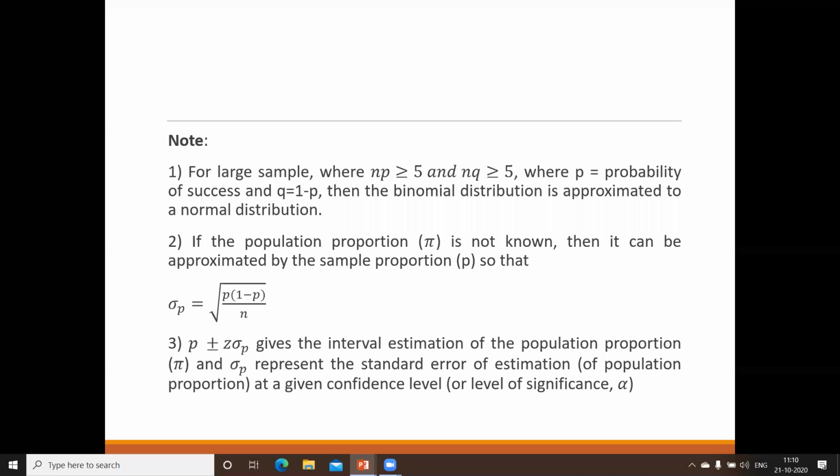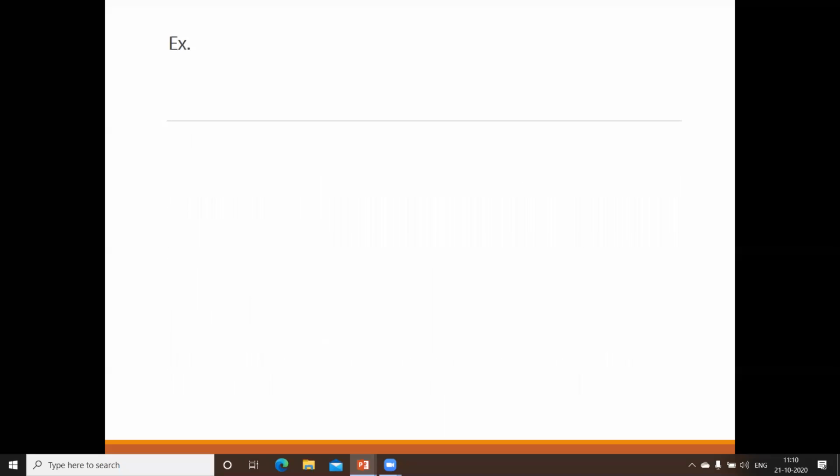Let us take one example based on this time estimate of population proportion and check how we can go ahead and solve the problem. The functions are very simple, and the only purpose here is to find the intervals. So if I have to find the confidence intervals, make use of these functions. The value of z is important. The rest of the formula is very simple. Let us take one example based on this topic.